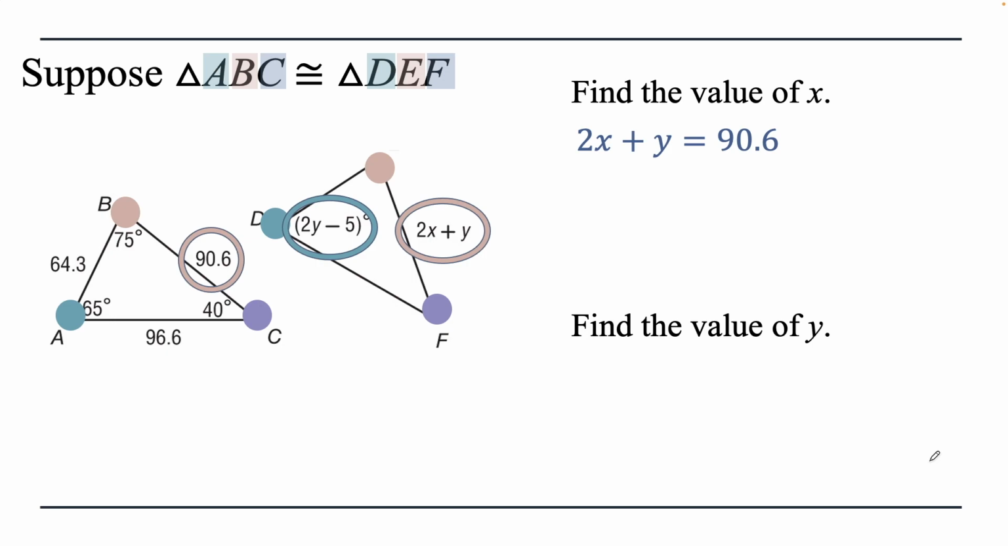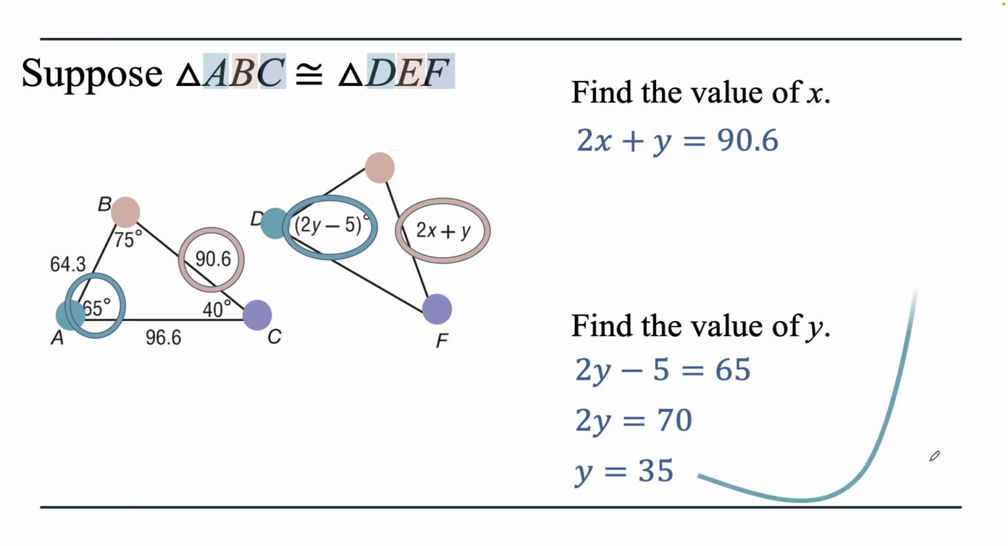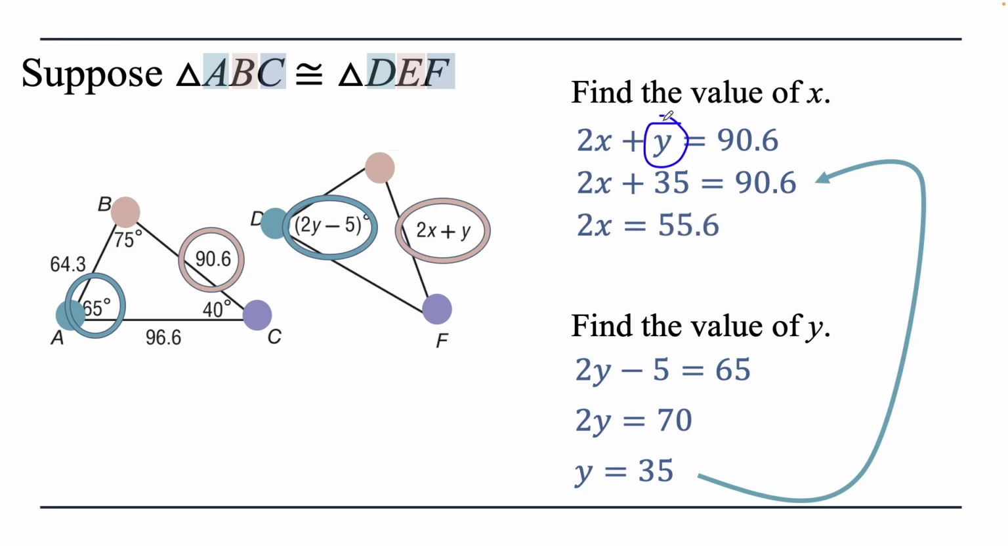So this green part says 2y minus 5, and its partner is over in A, right? That's 65 degrees. So I can say that 2y minus 5 equals 65. Now I can solve for y: add 5 to both sides, divide by 2, so I get y equals 35. Now that I know y equals 35, I can go back up and plug that in for the y right here. Okay, so 2x plus 35 equals 90.6. Subtract 35 from both sides and divide by 2. So x is 27.8. We solved that one.